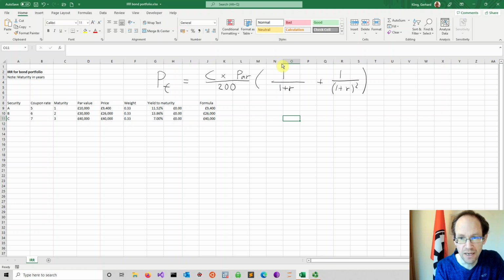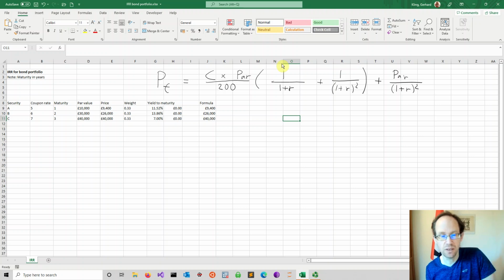And at the end of the maturity we also get our principal back, which would be our par. So that's our principal value, which also has to be discounted accordingly. So it would be 1 plus R to the power of 2. So that's basically what we are doing.